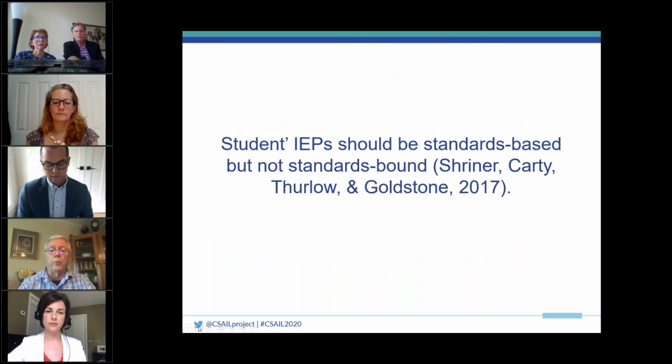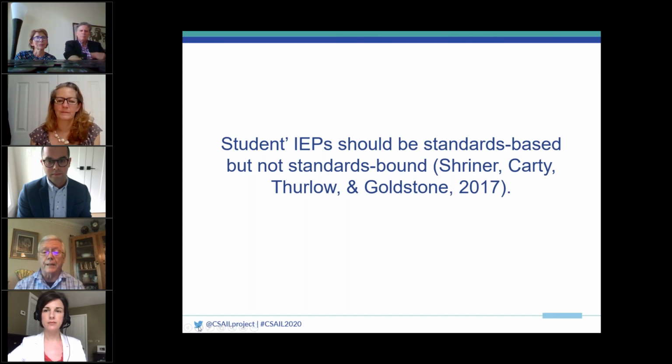Now, so what are the legal implications of state standards supplanting individualized goals? Well, as my friend Jim Schreiner and his colleagues have said, students' IEPs should be standards-based but not standards-bound. In other words, we inform our IEP team deliberations using the state standards. We don't, however, replace individualization in that process.